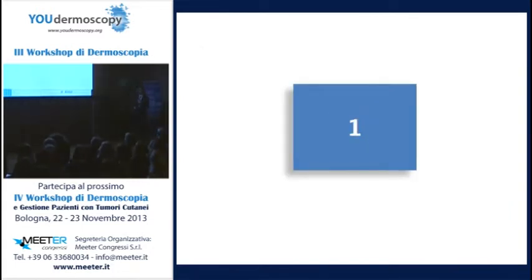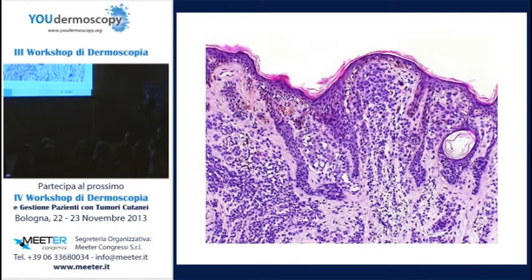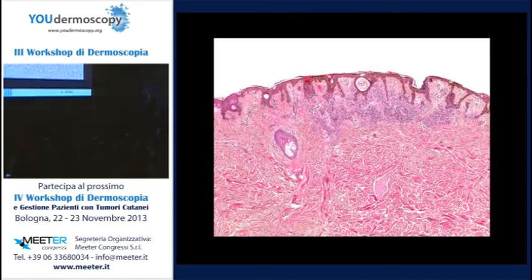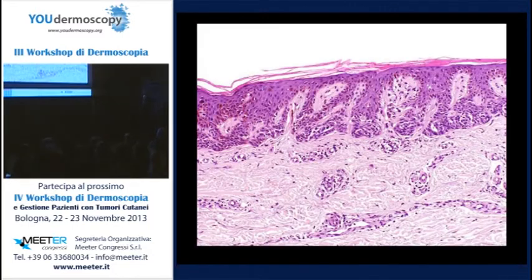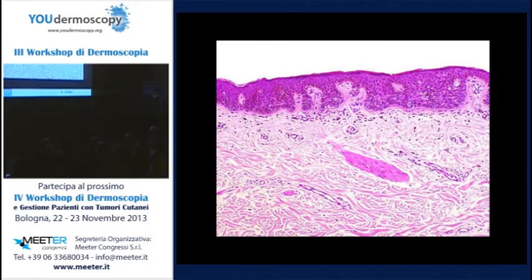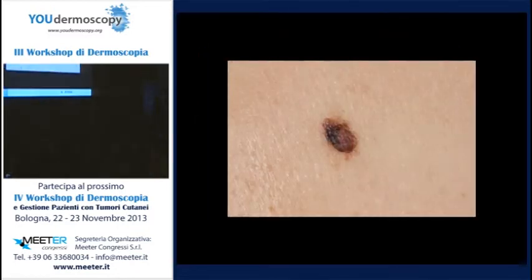Now, where are the pathologists? Which one is the most atypical lesion? Is it lesion number 1? Lesion number 2? Lesion number 3? Or lesion number 4? Which one is the most atypical? Well, in one of these lesions a melanoma developed, and you cannot tell in which lesion. It was lesion number 1, and you see it here.